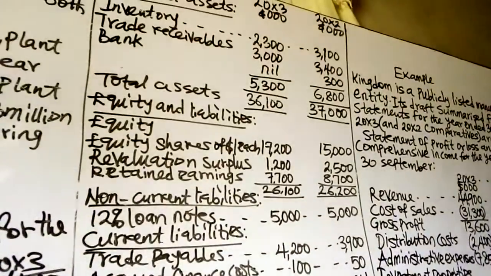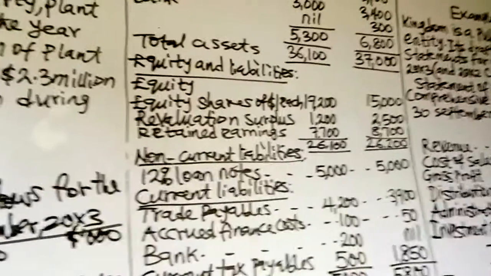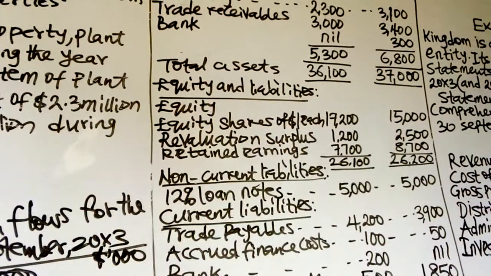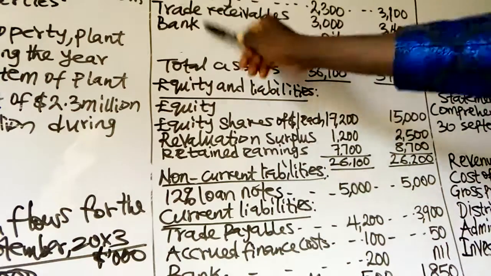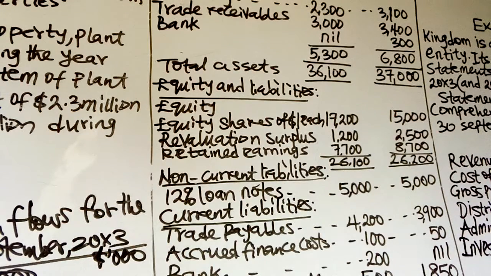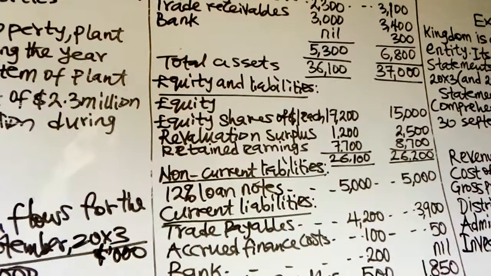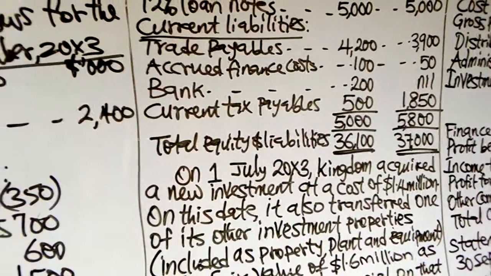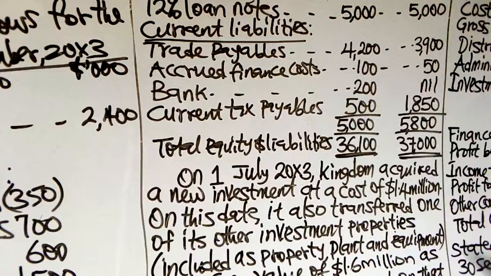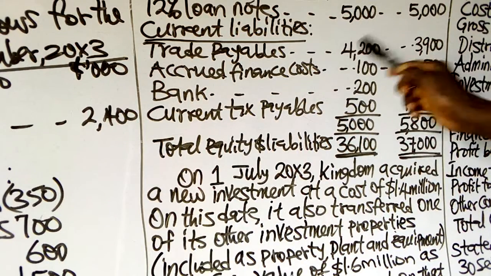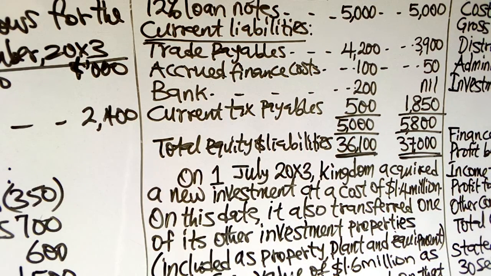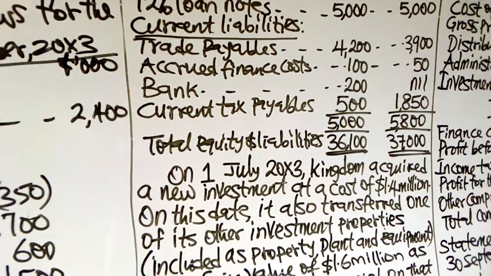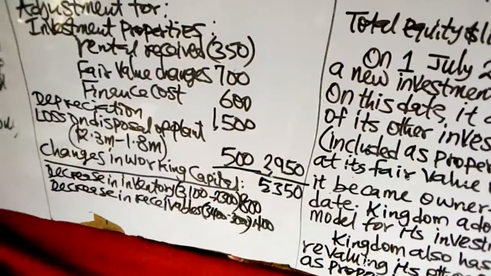After receivables, as part of your current assets, you have bank. Bank is cash, so cash will be excluded. After current assets, then you have current liabilities. We have trade payables. This is an increase in trade payables.